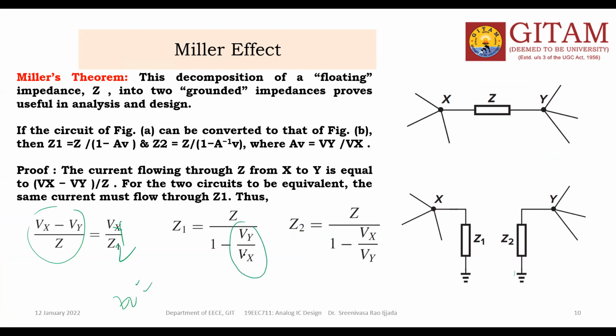What is the Vy by Vx? AV. What is the Vx by Vy? AV inverse. That's it. So remember, whenever Miller's theorem is applicable, the floating impedance Z can be decomposed into two grounded impedances Z1 and Z2. Z1 value is always Z divided by 1 minus AV, and Z2 is equal to Z divided by 1 minus AV inverse.